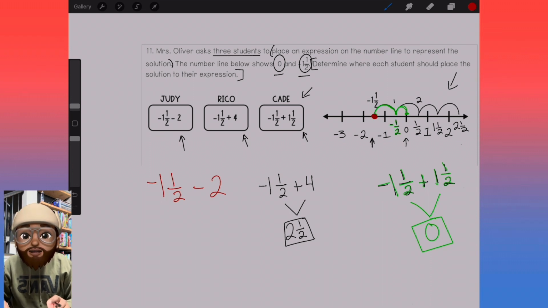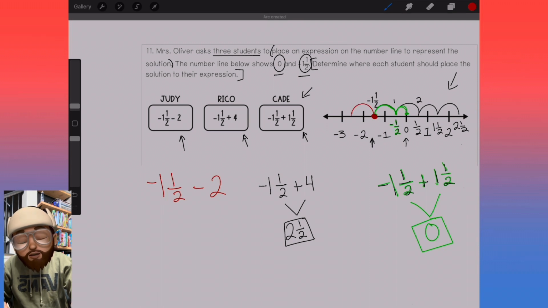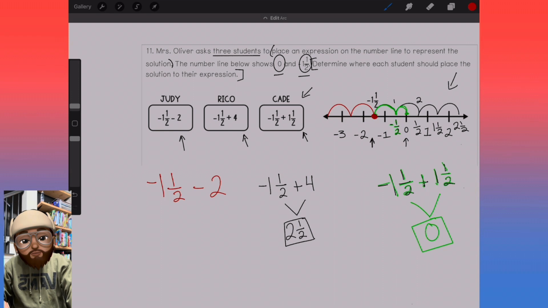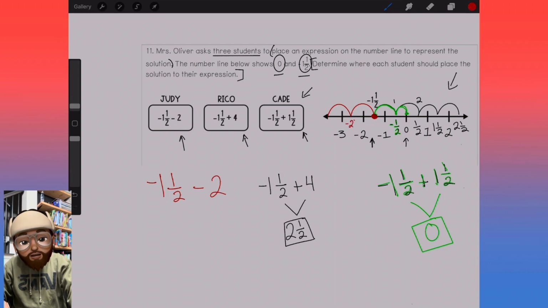So the way that I like to explain it is, if I owe you $1.50 and then now I owe you $2 more, how many dollars do I owe you now? Exactly. We're going to be going negative because I owe you more money. So let's do that. We start at negative 1/2, make a jump of 1, make a jump of 2. This jump would be a negative 2.5. This jump would be a negative 3.5.